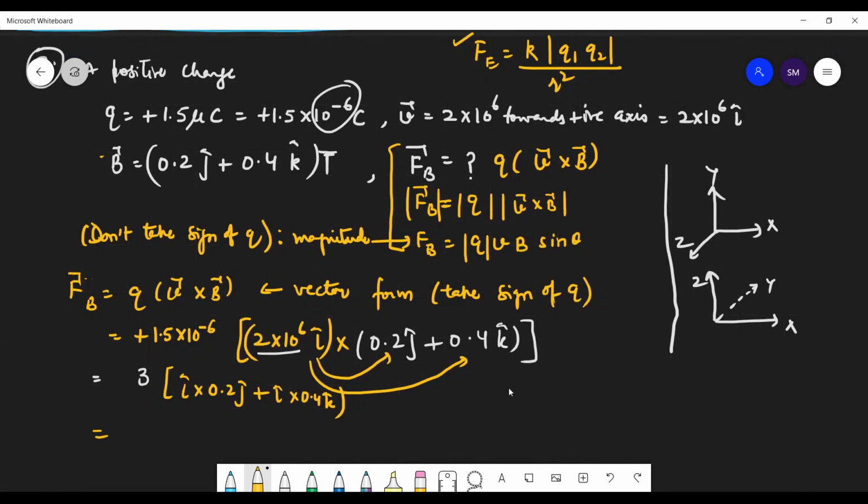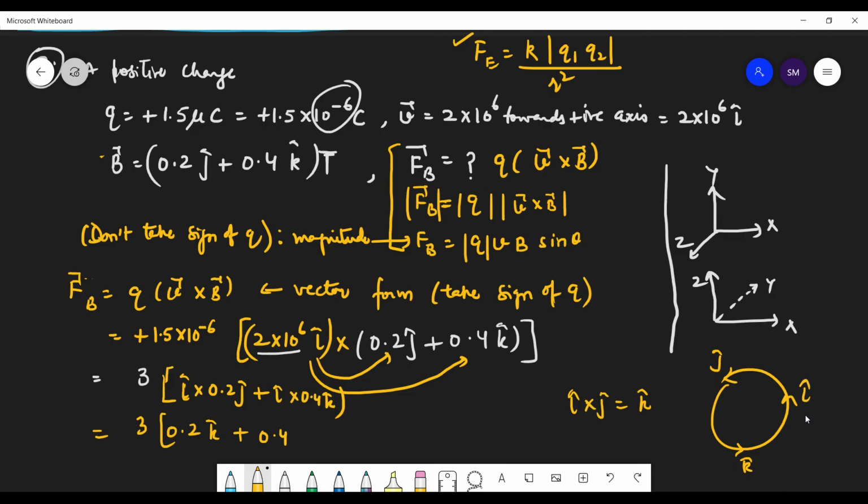Now you know the formulas. I cross j is your k. Yes, you know this. Take second. I, j, k. So here you will get, so multiply the constant term separately, that is 0.2, and I cross j is your k. Okay. Plus now 1 into 0.4 is 0.4, I cross k. So I cross k moving in reverse direction, so minus j, right?